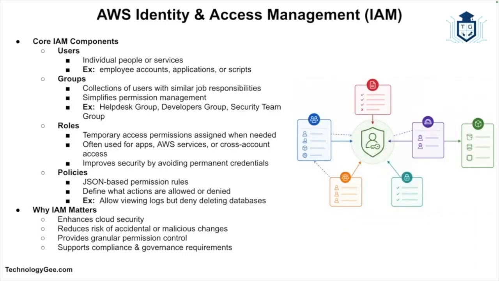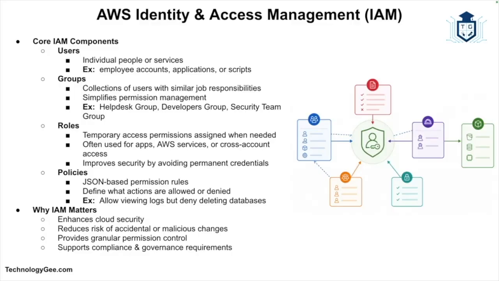All right, so first things first, what is AWS Identity and Access Management? Well, at its core, this is the service that allows you to control access to AWS resources. So think of it like this. You got your users, those are your individual people or your services. You got your groups, these are collections of users. You got your roles, these are temporary access permissions. And you have your policies, these are the rules that define the permissions.